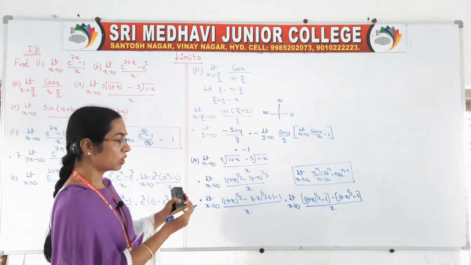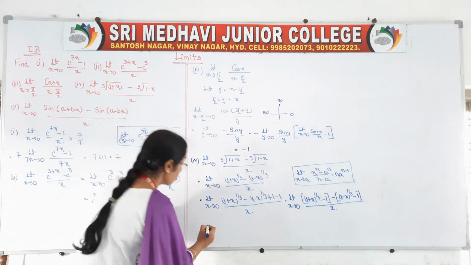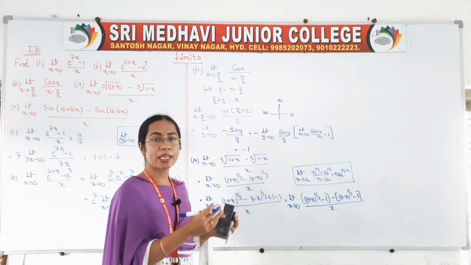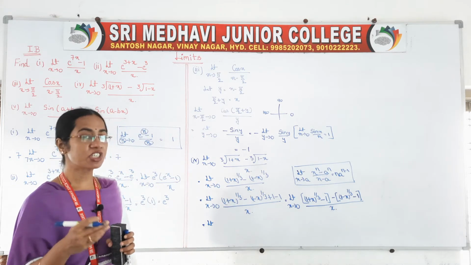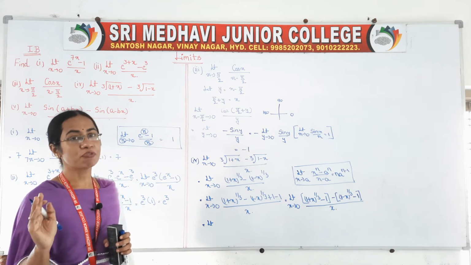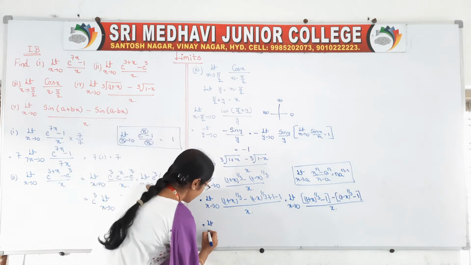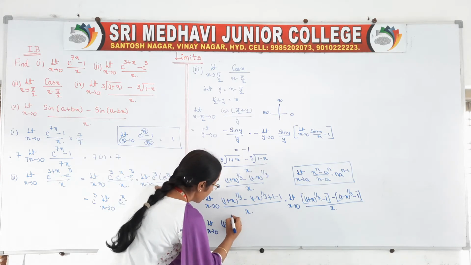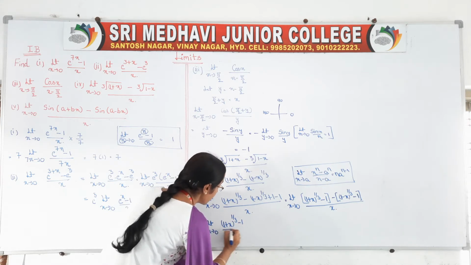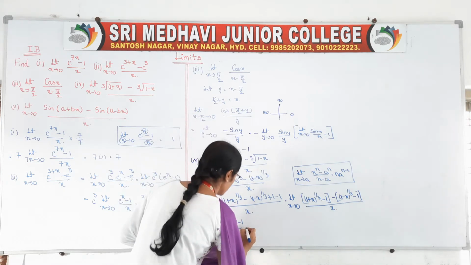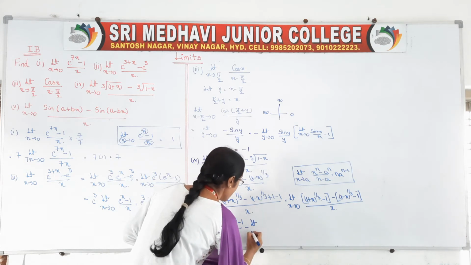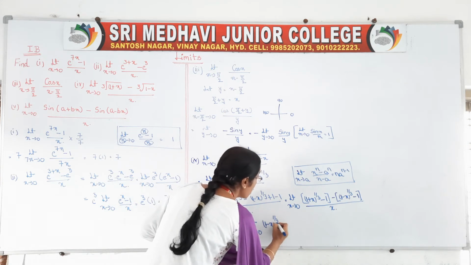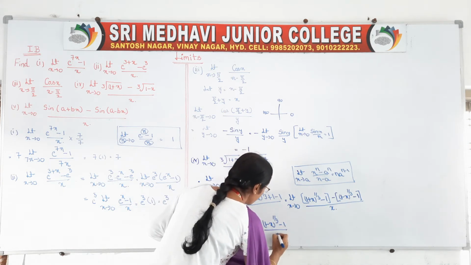Now you take these two terms, limit separately. In a limit problem, whenever minus, plus, product or division is there, we can apply the limit separately for them. So limit x tends to 0, the first term (1 plus x) to the power of 1 by 3 minus 1 by x. Next, minus limit x tends to 0, (1 minus x) to the power of 1 by 3 minus 1 by x.